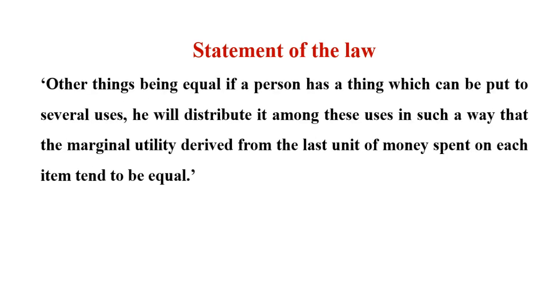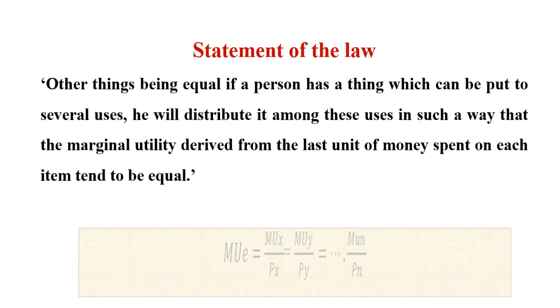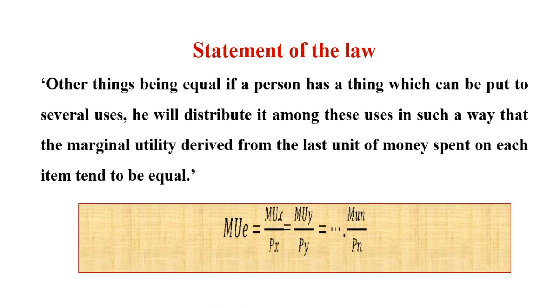The law states that, other things being constant, if a person has a thing which can be put to several uses, he will distribute it among these uses in such a way that the marginal utility derived from the last unit of money spent on each item tends to be equal. The formula to measure the marginal utility of expenditure is: marginal utility of X commodity divided by price of X equals marginal utility of Y commodity divided by price of Y, and so on.